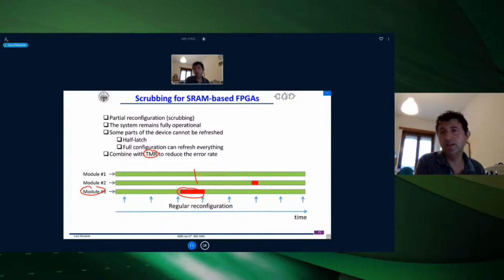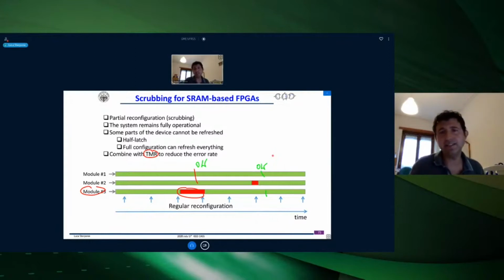So it means that the full system here is okay, it's working fine because we have 2 out of 3 working. And here as well, we have an error, but again, 2 out of 3 are working, so the full system is working properly. And you can correct properly.